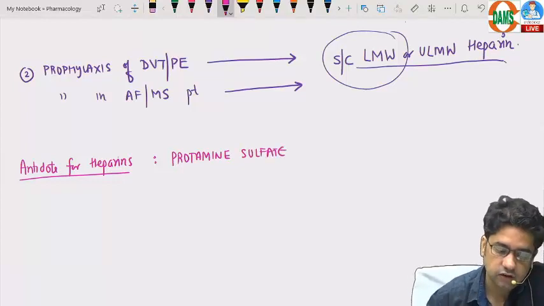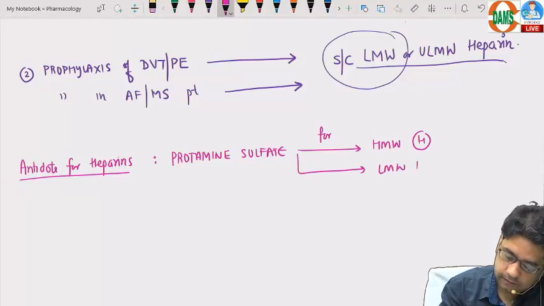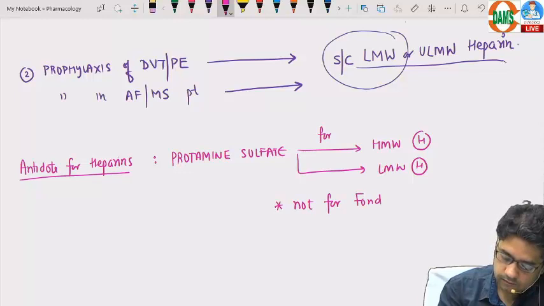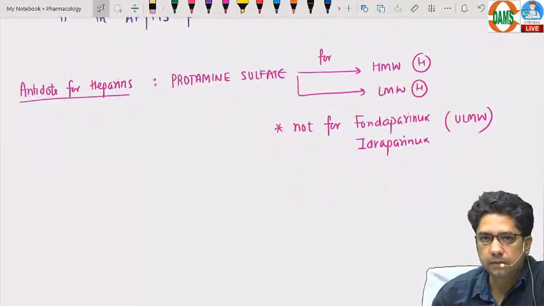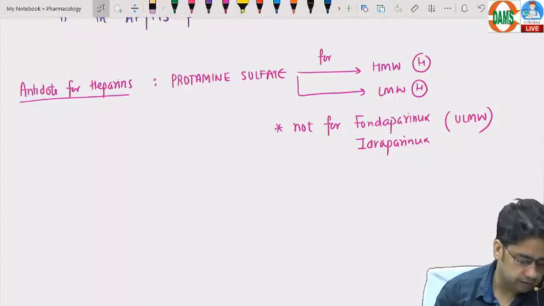Protamine sulfate is an antidote of heparin, but it is an antidote for high molecular weight heparin and low molecular weight heparin. It is not effective against fondaparinux and idraparinux, which are ultra low molecular weight heparin. It cannot bind to ultra low molecular weight heparin. So protamine sulfate is an antidote for high molecular weight heparin and low molecular weight heparin.